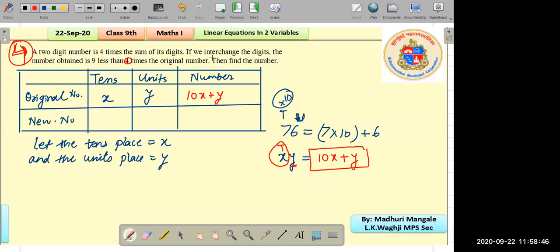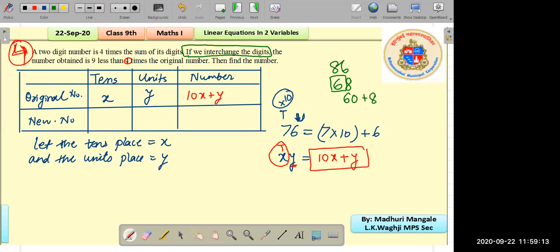And then we are supposed to interchange the digits. So what happens when we interchange the digits? Like suppose a number is 86. When we interchange the digits, that would be 68, right? And now the tens place has changed. So we need to multiply 10 with 6. So that would give us 60 plus 8, correct?